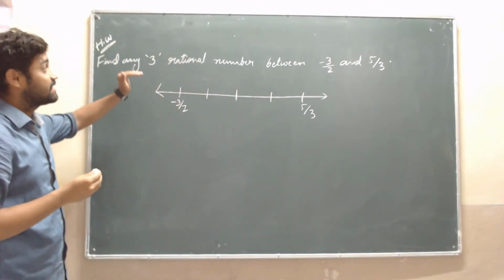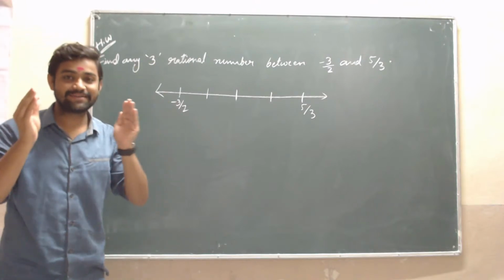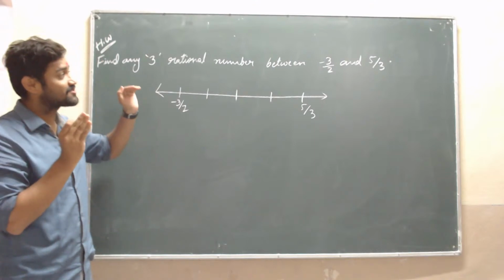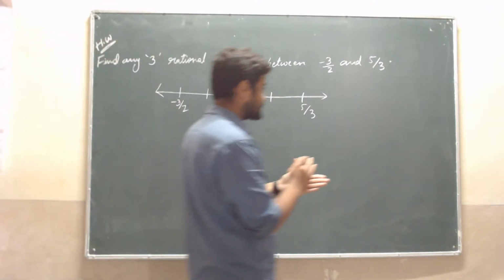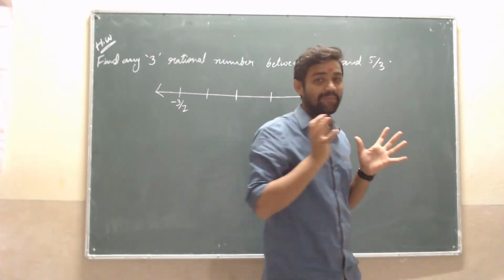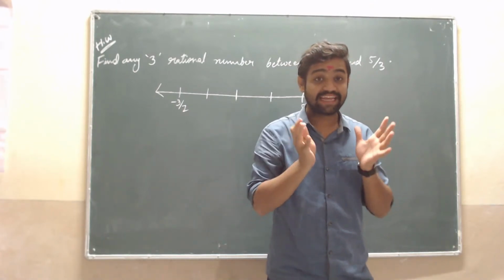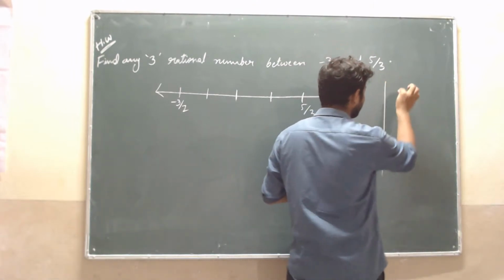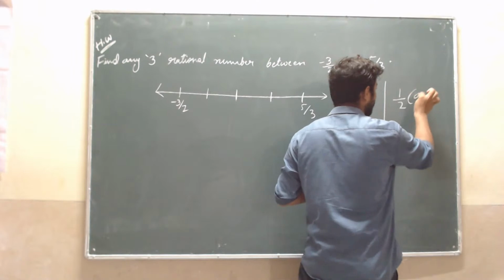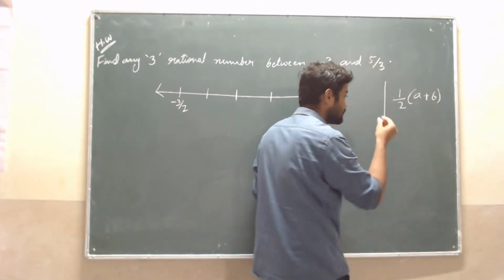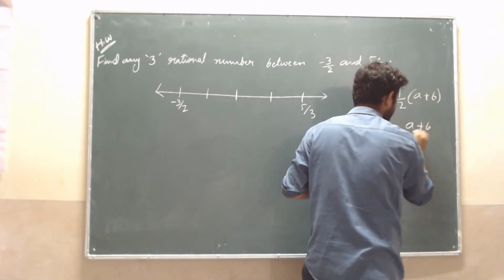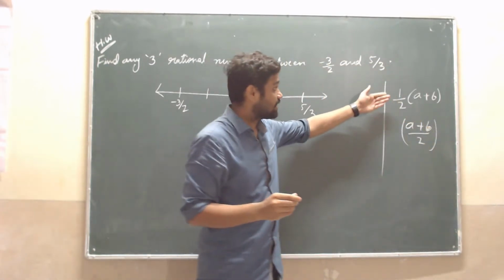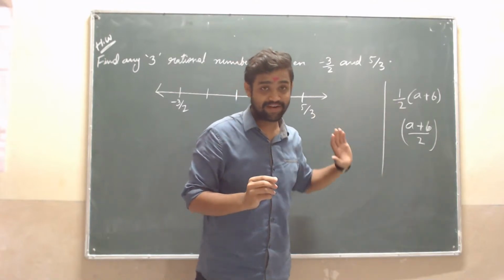This question will be solved by method 2, which I have given. Please solve this question by the second method. What is the second method? That is taking a mean, or an average. What is the average formula we have? That is 1 by 2 into a plus b, or we can write it as a plus b divided by 2. This is the formula for finding the mean or average.